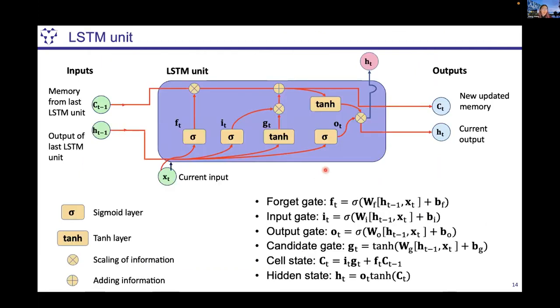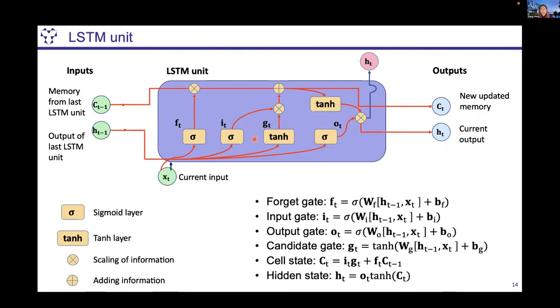And if we zoom into the long short-term memory unit, we could see there are four gates: forget gate, input gate, candidate gate, and output gate. So those four gates can regulate the flow of inputs and outputs of the cell. The inputs include the memory from the last unit, C(t-1), also known as the cell state, the output of the last unit, H(t-1), which is the hidden state, and also the current input. For the output, it has the new updated memory, C(t), and current output, H(t).